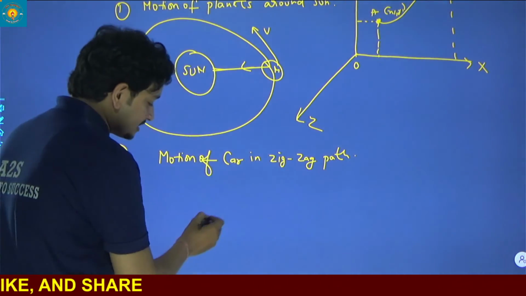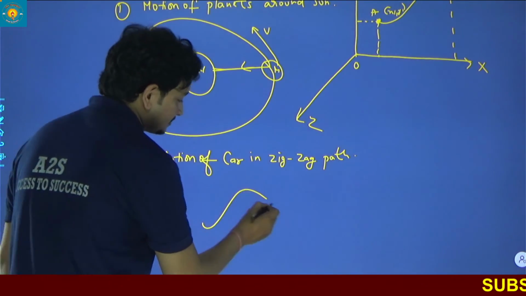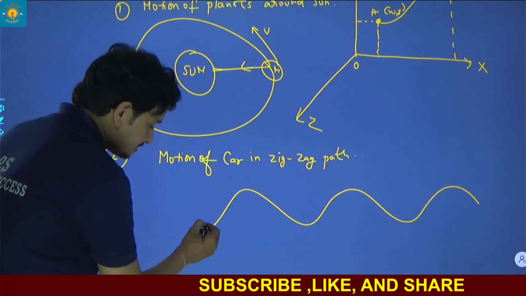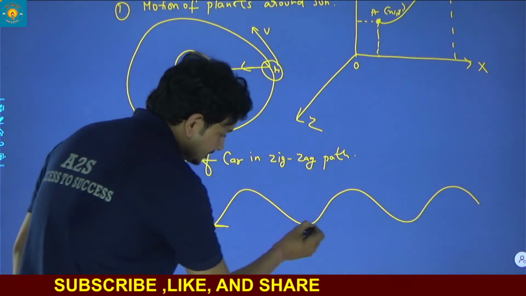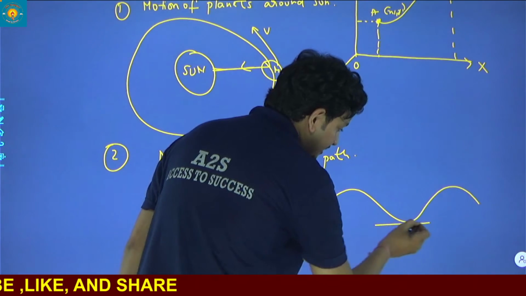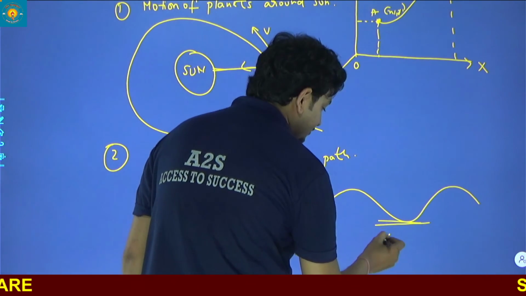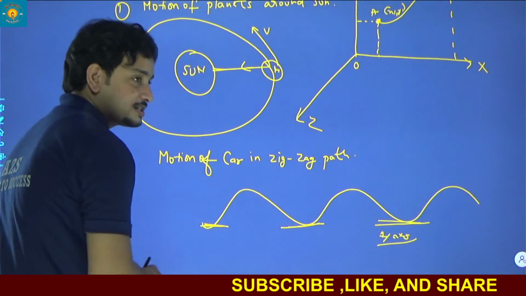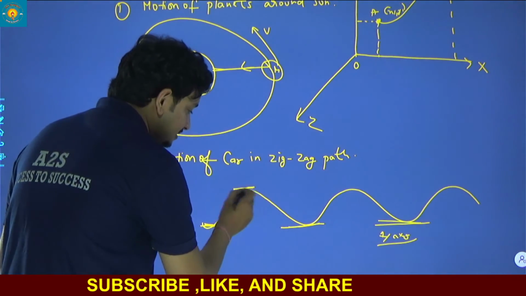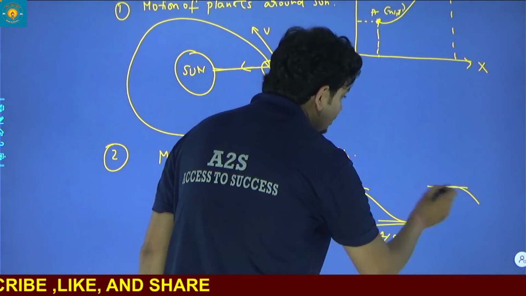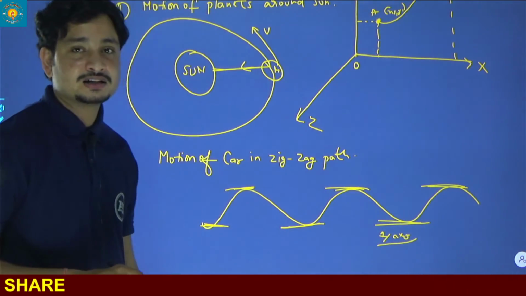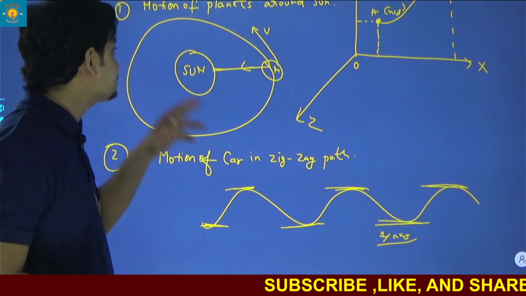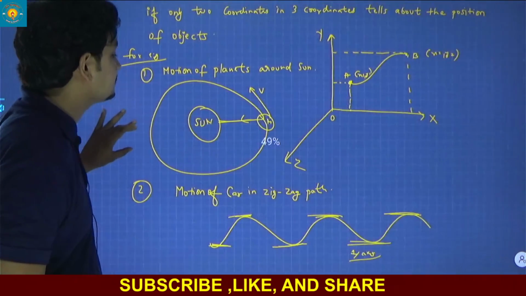If the car goes like this, it means if we take the axes from here and here, this one should be one axis, whether it's x, y, z, anything, one axis, and another axis is this. So we got the two axes, clear. So the motion of a car in a zigzag path should be 2 dimensional, clear.